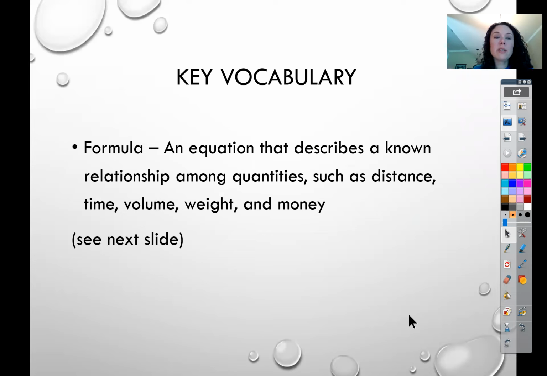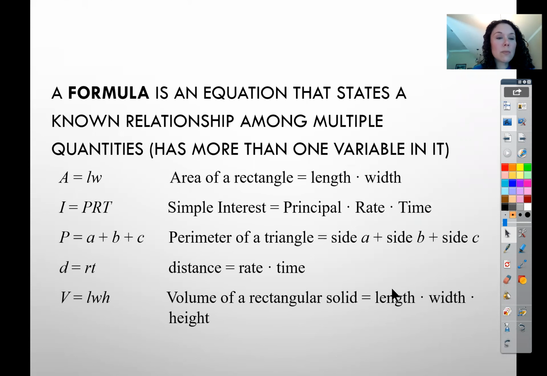The key vocabulary is a formula, an equation that describes a known relationship among quantities such as distance, time, volume, weight, and money. These are some common formulas that you've probably already seen. Area is length times width. Interest is principal, rate, and time. Perimeter is all three side lengths. Distance equals rate times time, and volume equals length times width times height.